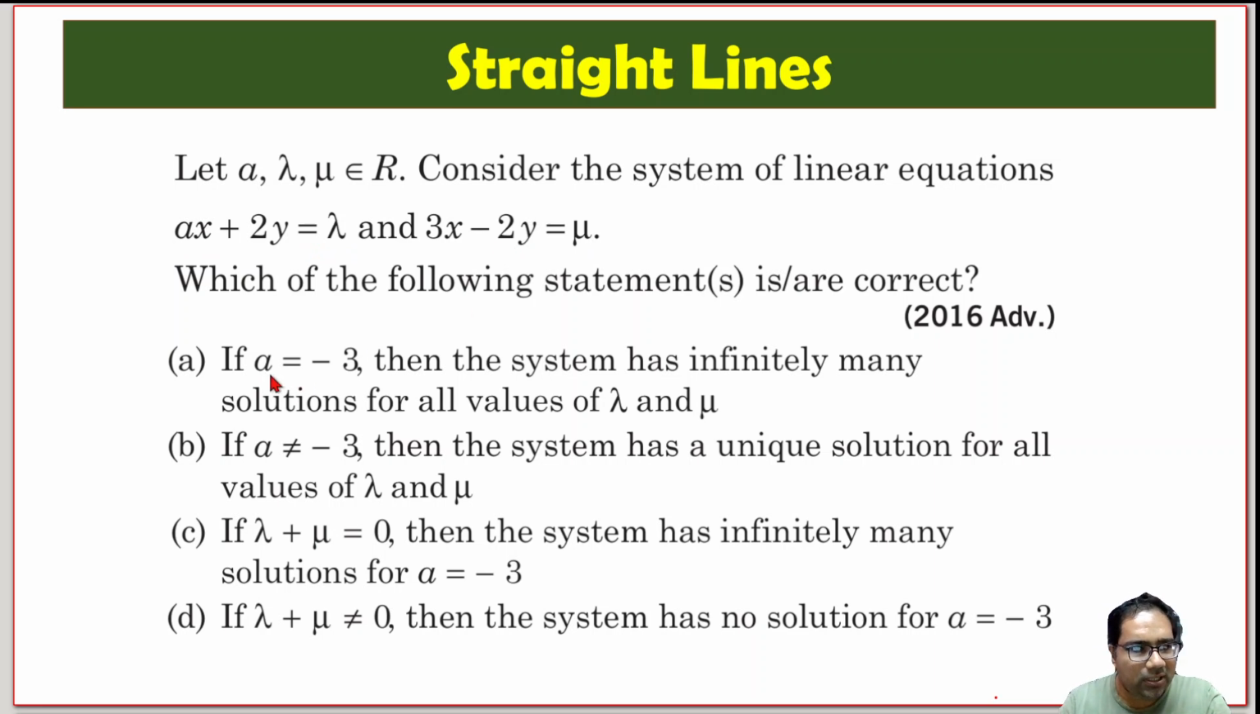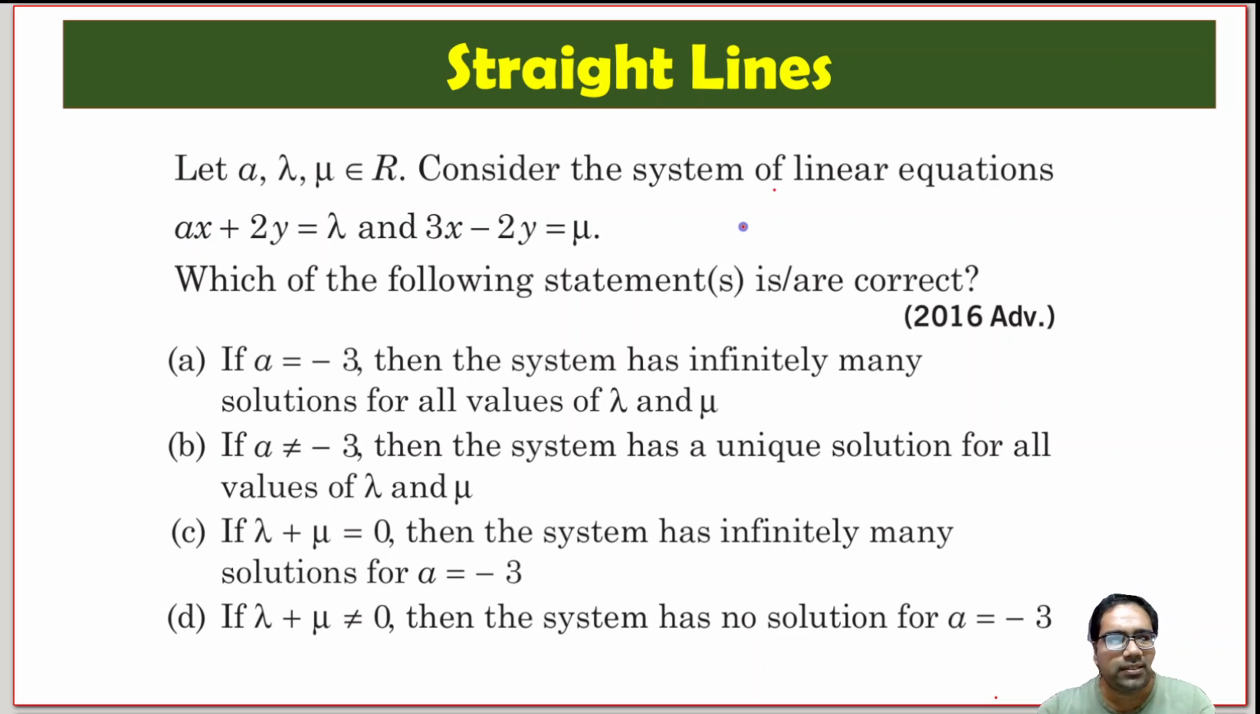Here it is talked about when a equals −3, something, something. When a is not equal to −3, then something, something. And then when again a equals −3 and λ + μ equals 0, then something, something. And again a equals −3. So here clearly they are talking about something about a equals −3. What will happen? Now, when we make a equal to −3, what will happen?